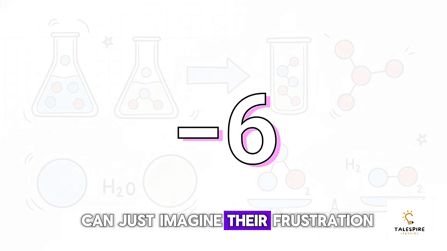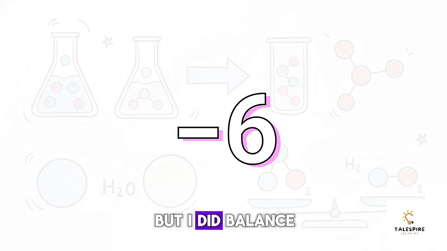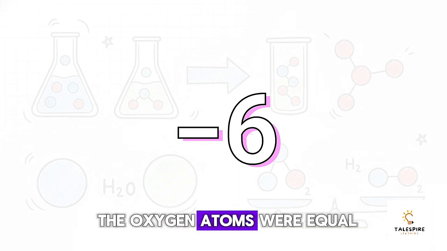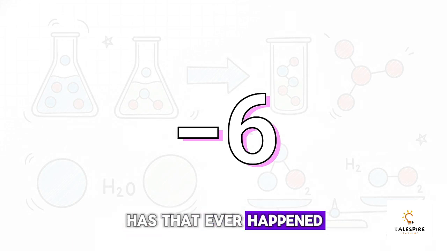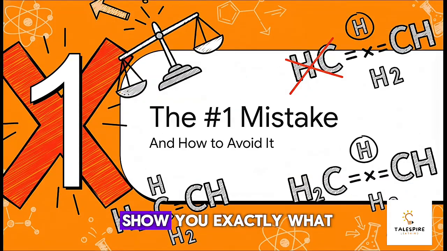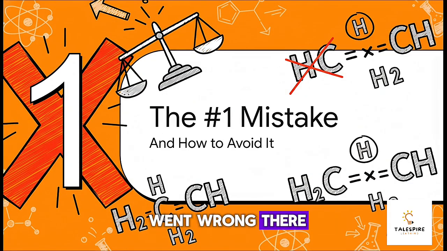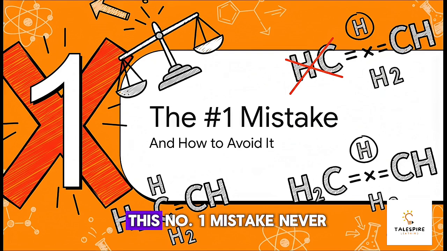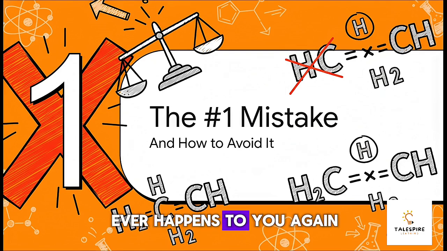And you can just imagine their frustration, right? They said, but I did balance it. I made sure the oxygen atoms were equal. I mean, has that ever happened to you where you're just so sure you got it right, but then you lose all the marks anyway? Well, today, I'm going to show you exactly what went wrong there, and more importantly, how you can make sure this number one mistake never ever happens to you again.